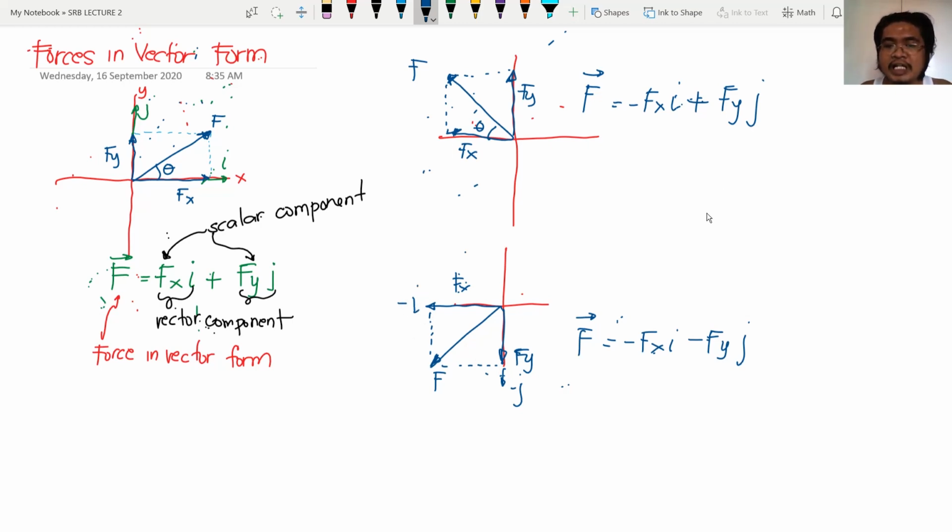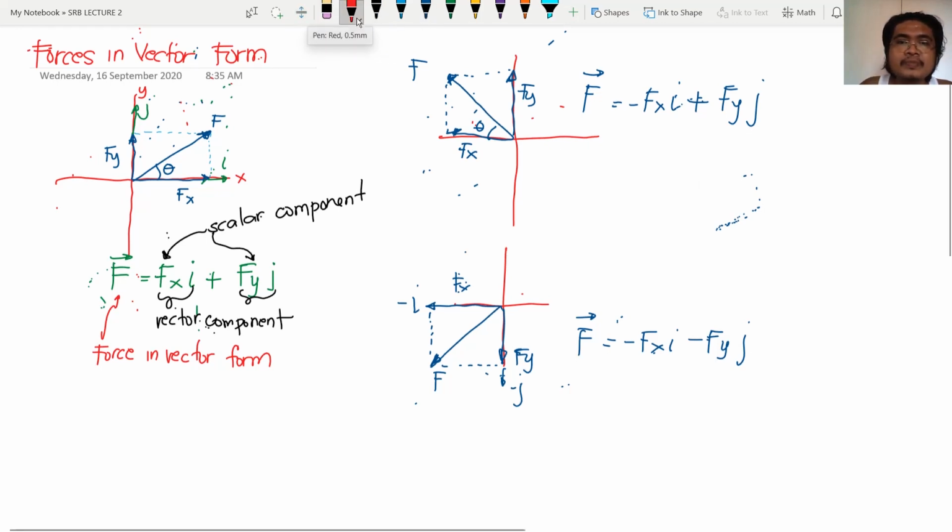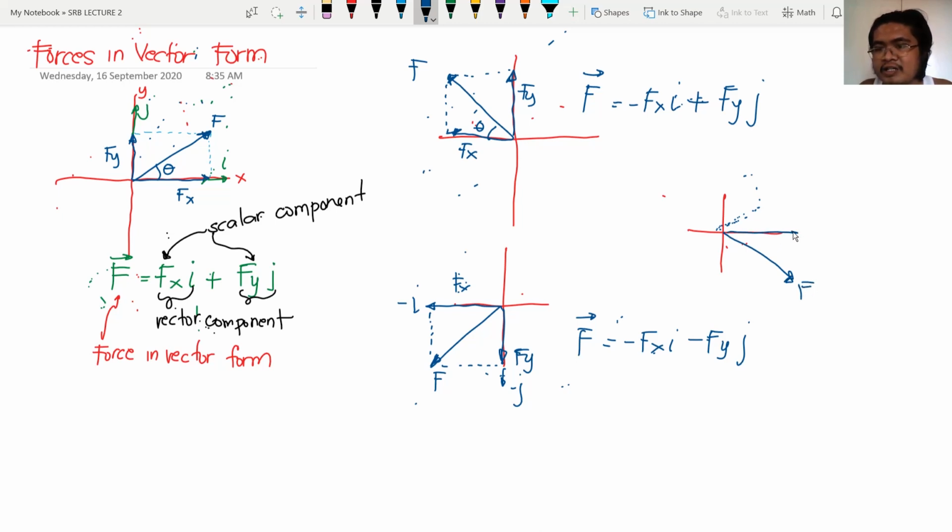If it is in the fourth quadrant, it is here. If this is your F, here is your Fx, here is your Fy, then this force is Fx i minus Fy j. So, you must just follow the direction of the unit vector.